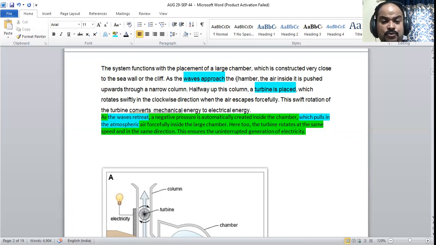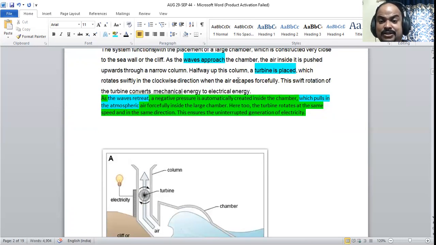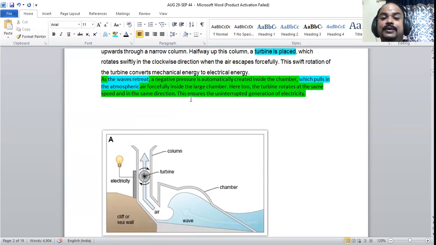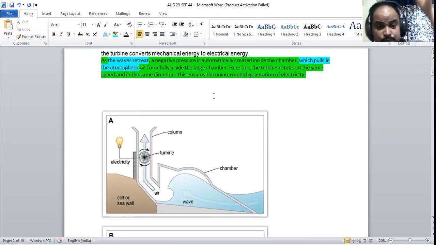As the waves approach the chamber, the air inside it is pushed upwards through the narrow column. Halfway up this column, a turbine is placed, which rotates swiftly in the clockwise direction when the air escapes forcefully. This swift rotation of the turbine converts mechanical energy to electrical energy. As the waves retreat, a negative pressure is automatically created inside the chamber, which pulls in the atmospheric air forcefully inside the large chamber.